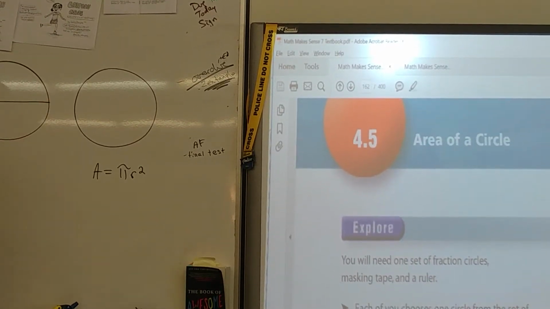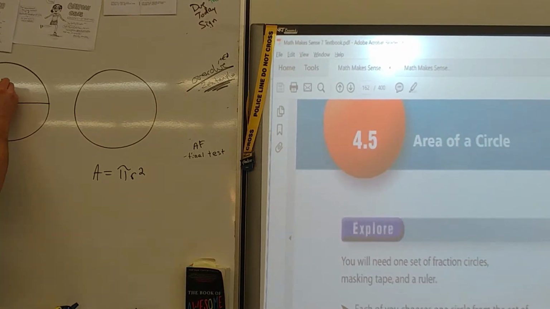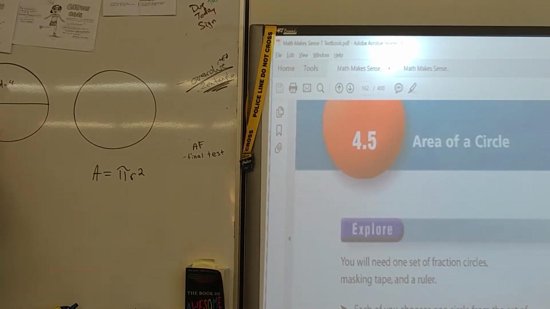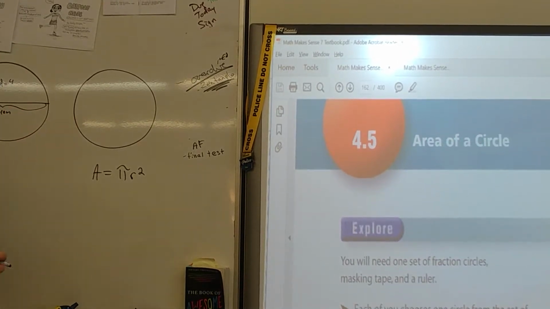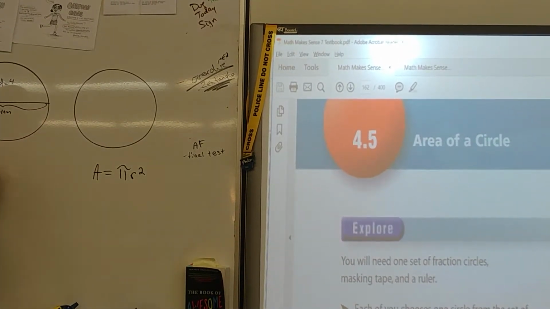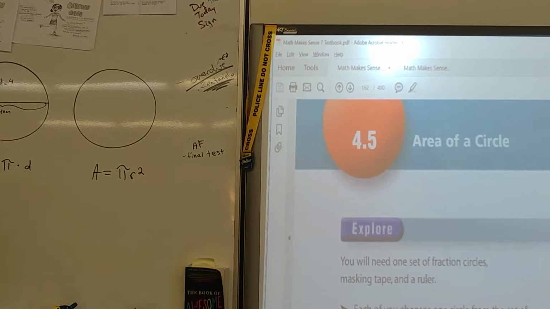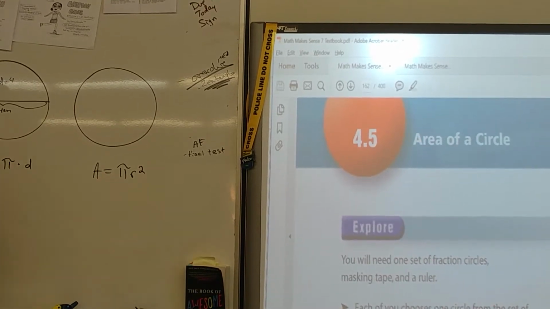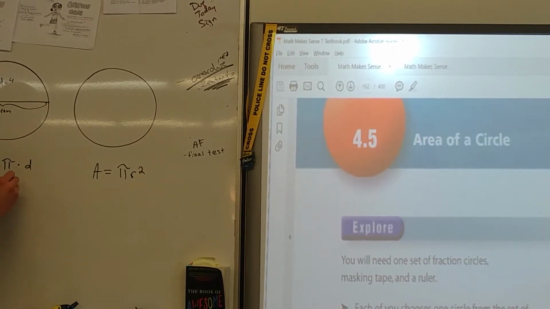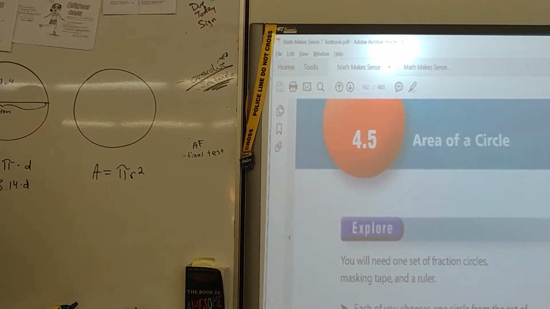I need to know what the diameter is. And in this one, the diameter equals 4. We'll say that's 4 centimeters. It's just really darn big. So circumference was pi times the diameter. That was our old formula. So we just had pi times diameter. Pi was 3.14 times our diameter.